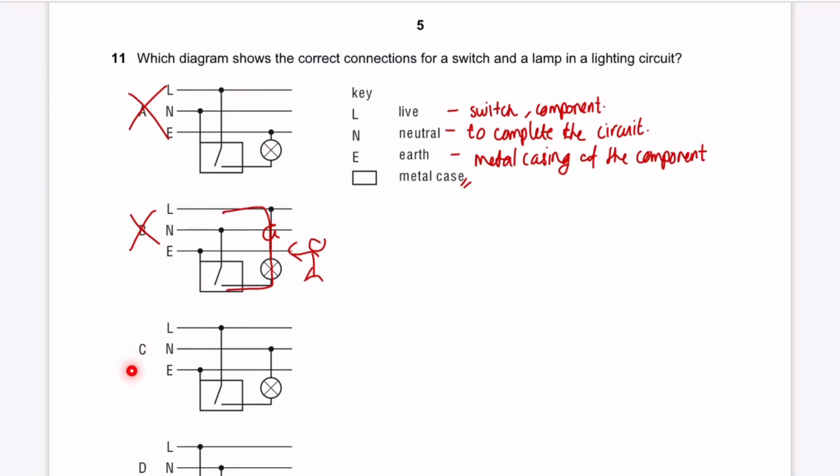Now let's move on to C. The live wire is connected to the switch first, which is a correct setup. Next is to the lamp. Then the lamp completes the circuit with the neutral wire, whereas the earth wire connects with the metal casing. This C is a correct setup, but let's have a look at option D.